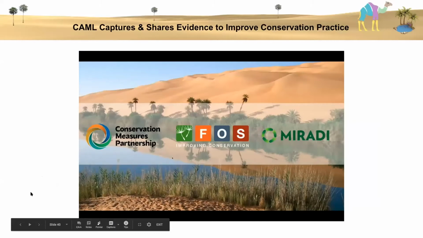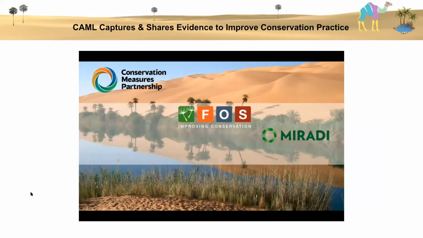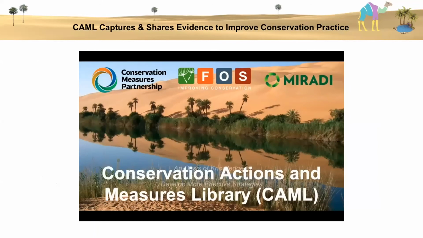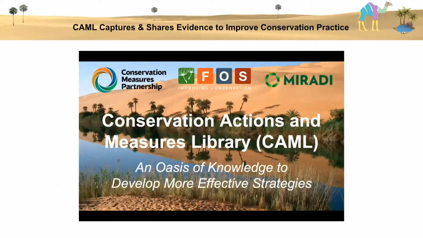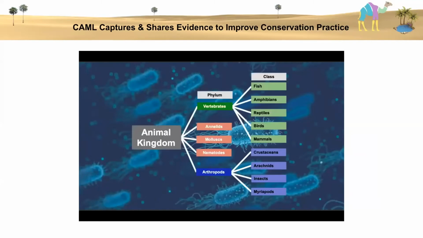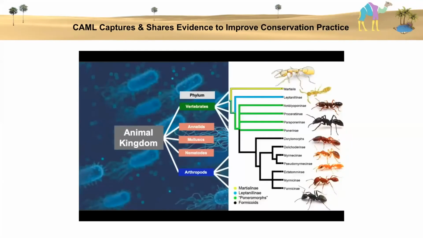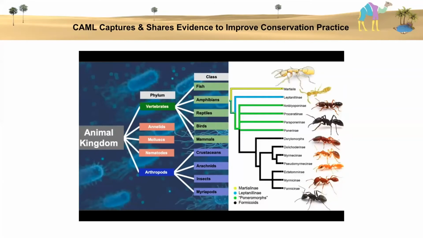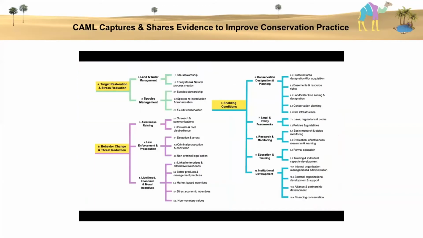Conservation Measures Partnership, Foundations of Success, and Marathi Software bring to you a new and improved Conservation Actions and Measures Library. CAML is an oasis of knowledge designed to help you develop more effective conservation strategies. The foundation of any science is a common taxonomy. Think of medicine and how we've classified diseases and their globally accepted courses for treatment. Consider the animal kingdom and how we've classified species to great specificity to better understand what's out there. Naming something helps us understand it, learn from it, and share our ideas with others while speaking a common language.